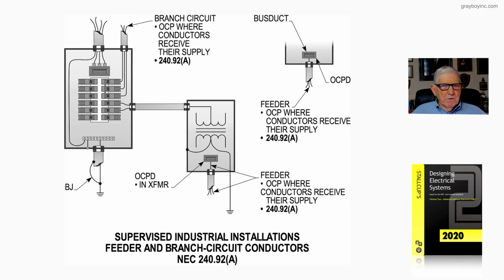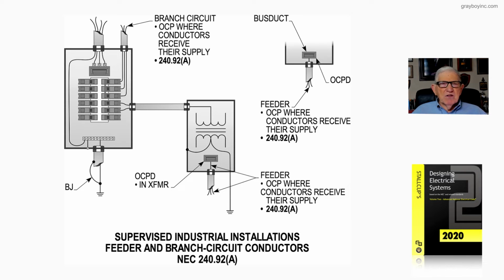Now let's review figure 20-40. And again, this figure comes from Stallcup's Electrical Design Book, Volume 2. And we're looking at supervised industrial installation feeders and branch circuit conductors in accordance with 240.92(A). And that rule basically is the same as 240.21.